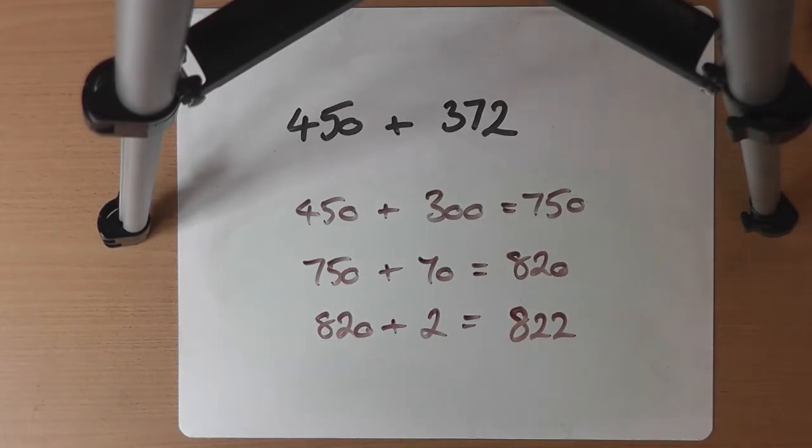There's a couple of different variations on this. You could add the 2 on first and then the 70 and then the 300. You could always start from the 372, add the 400 and then add the 50. But you could do it in this kind of way. Start from one of them and add the other one in chunks.